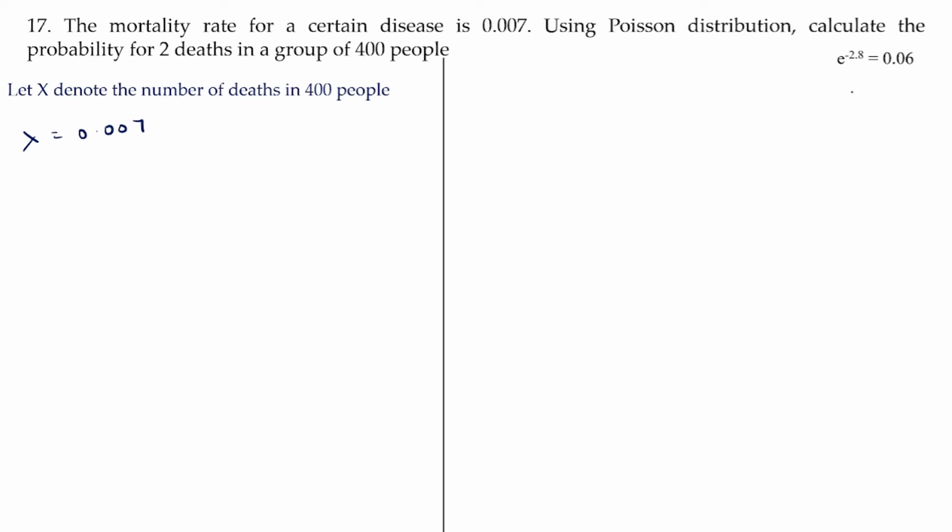0.007. This 0.007 is nothing but 7 in 1000. So in every 1000 people, 7 people die out of this disease. But they have asked the probability for 2 deaths in a group of 400 people. So we have taken X as the number of deaths in 400 people. As a result, the width, or the number of people n, is 400.